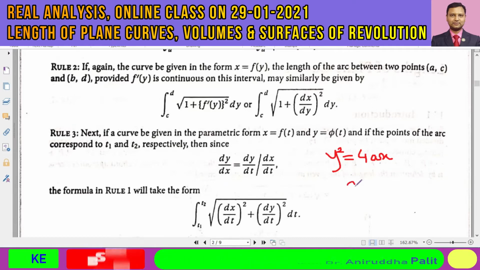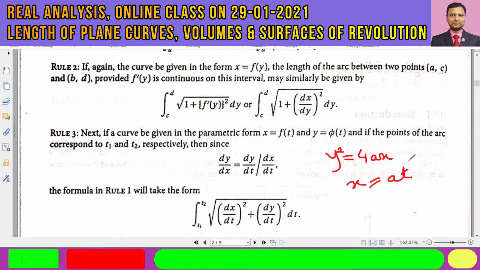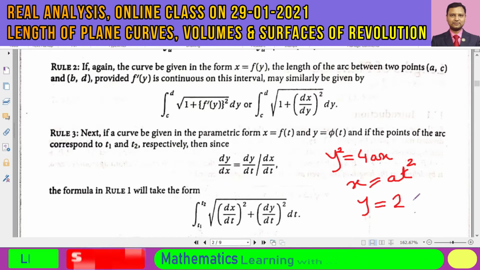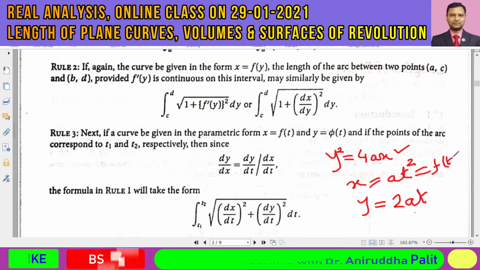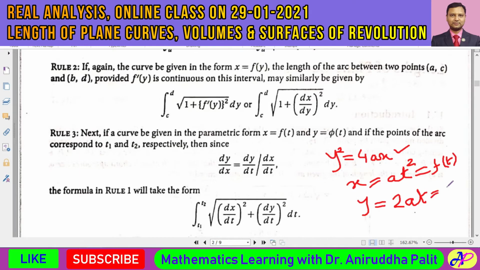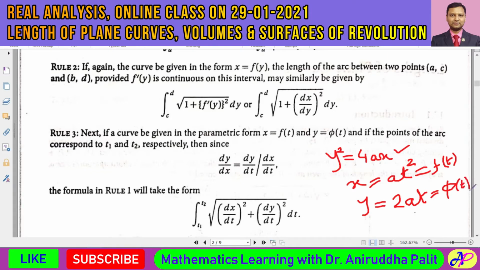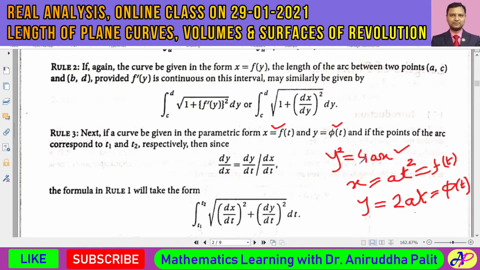What is the parametric equation? The parametric equations are x is equal to at square, y is equal to twice at. This is the parametric representation of the parabola y square is equal to 4ax. Therefore, this expression is a function of t, f of t, and the other expression would be another function, maybe phi of t. So that's why we write x as a function of t and y as a function of t.